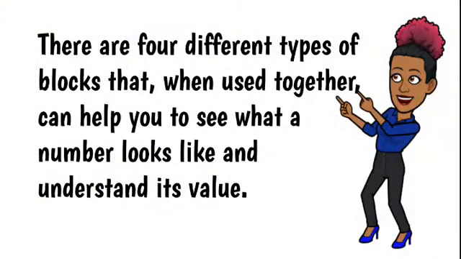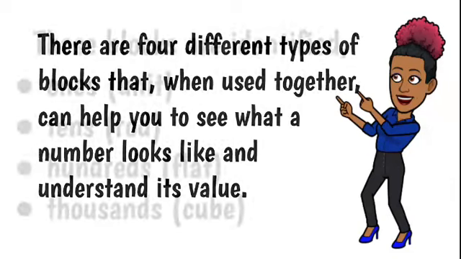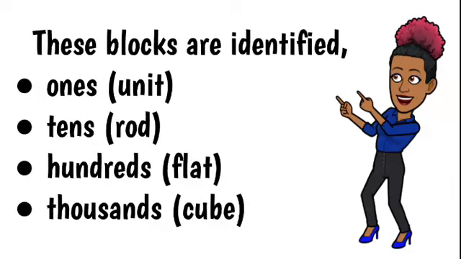There are 4 different types of blocks that, when used together, can help you to see what a number looks like and understand its value. These blocks are identified as ones, represented by a unit; tens, which is represented by a rod; hundreds, which is represented by a flat; and thousands, which is represented by a cube.